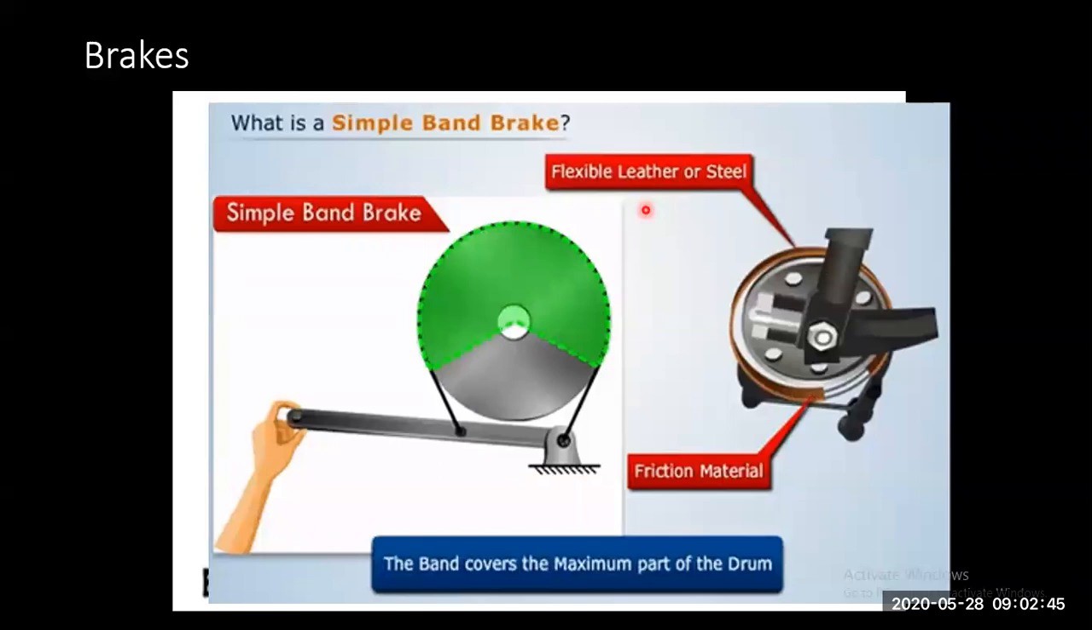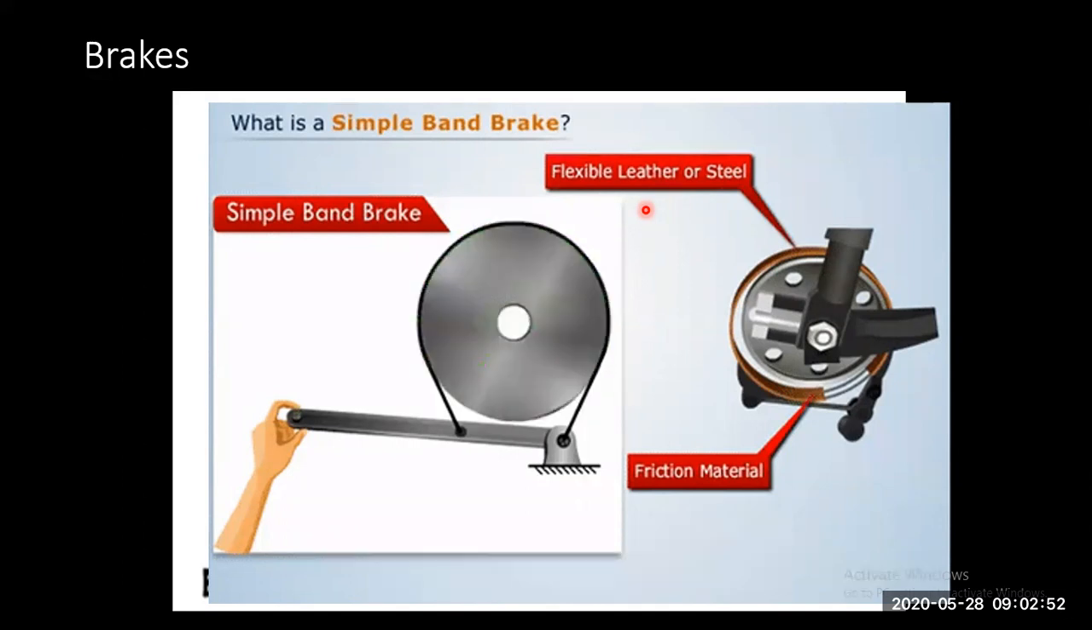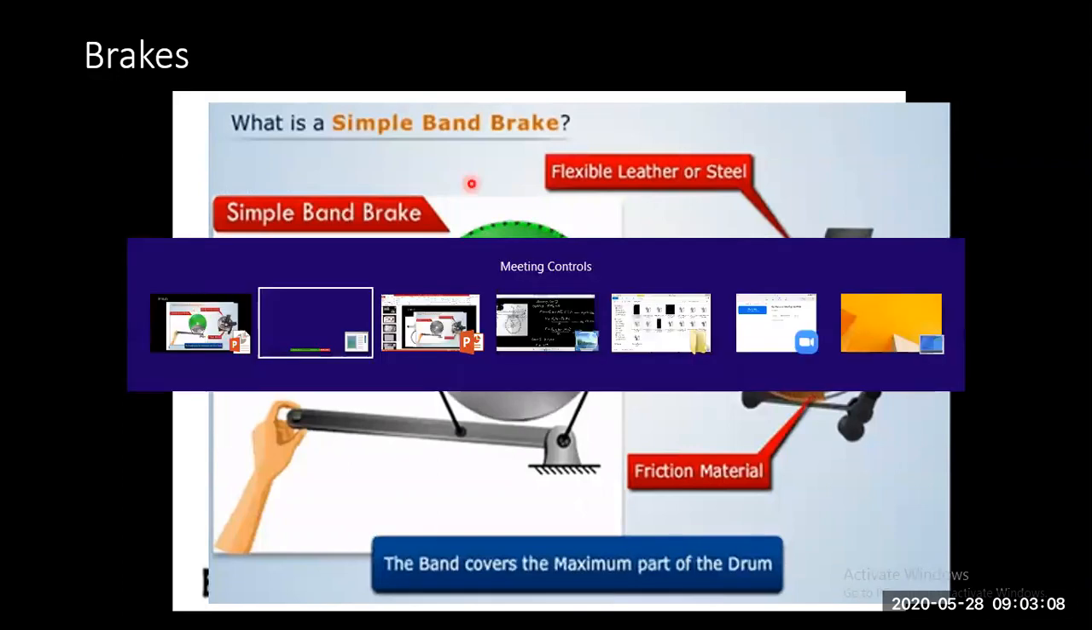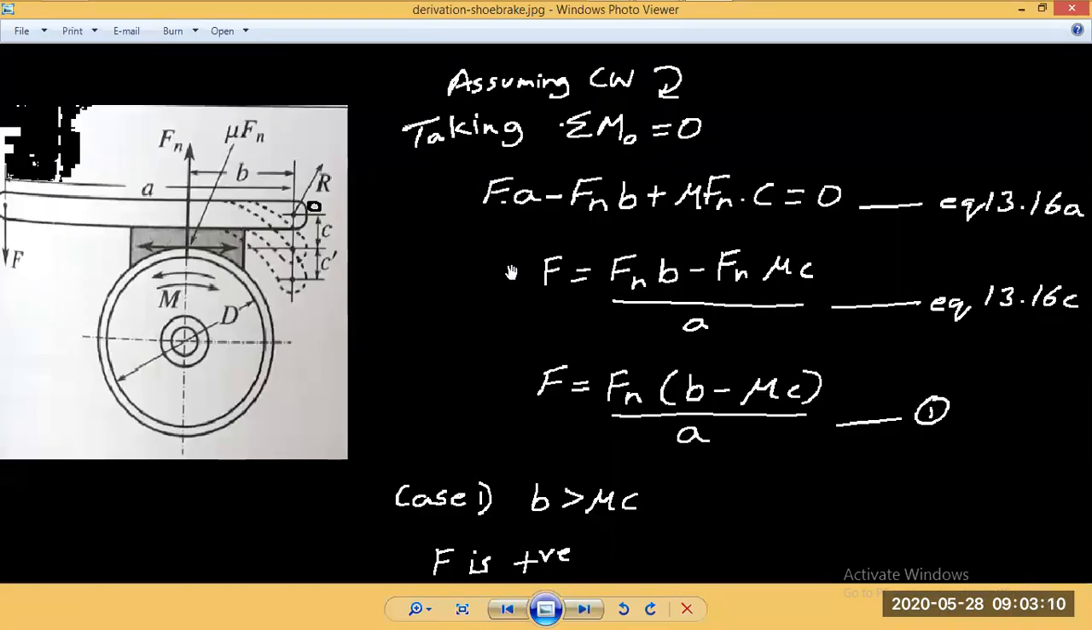So today's class will continue from what we completed in the last class. We started simple band break. In brakes you have two types: the shoe brake and the band brake. I think we left off at the shoe brake, and maybe we derived this equation which you see on your screens.